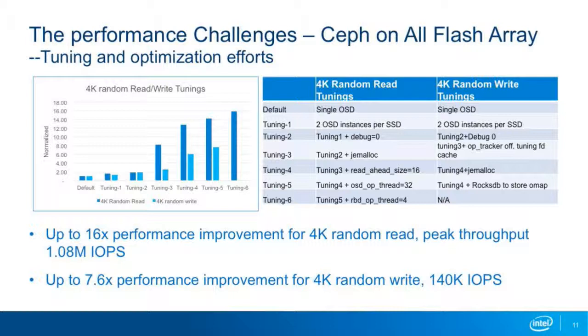And the other thing is the OSD OP thread tuning and the RBD thread tuning. With all those tunings, even on all SATA SSD, we can get about 1.08 million IOPS for 4K random read. But for the write, currently we see a peak performance of about 140K IOPS. That is about 60% of the raw hardware capacity, so there is still some room for improvement.